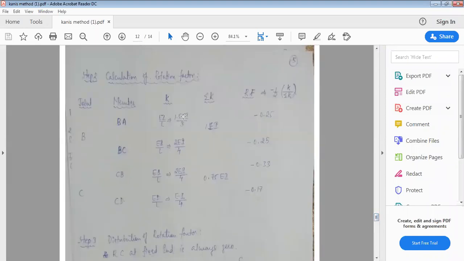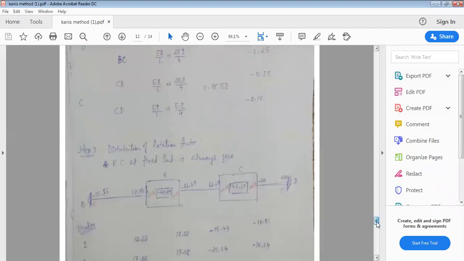So the I value for this is 1.5. For the second span, the I value is 2I, so I have entered 2 here. Similarly, for CB, this I value is 2, so 2I, and I have entered 2. And for CD, it is only 1, so simply I have entered the I value. Based on this, we have calculated the summation of K by adding these two parameters, and by substituting in the formula, we get the rotation factors.